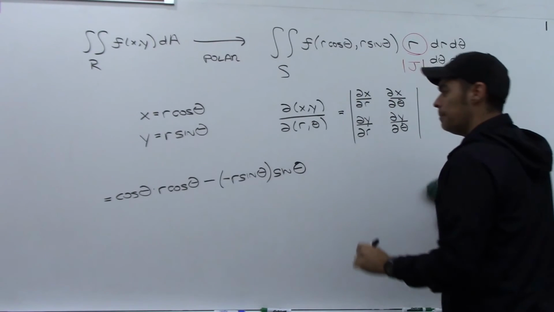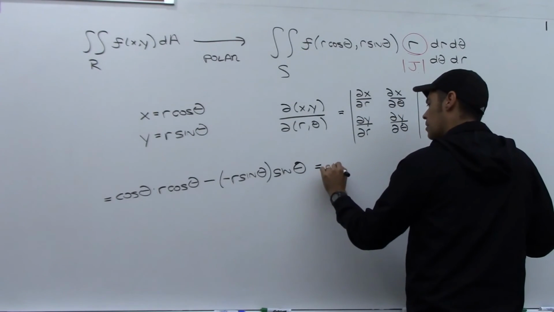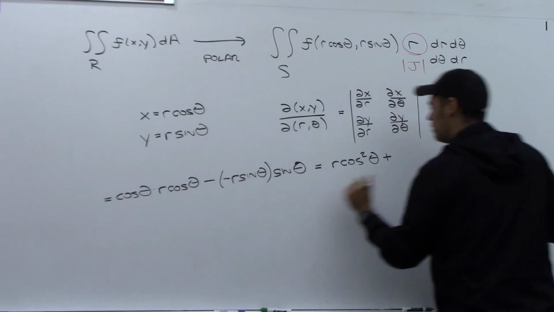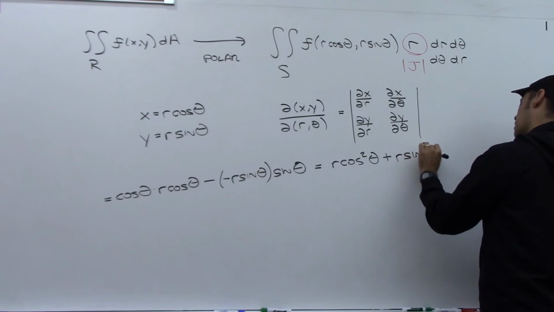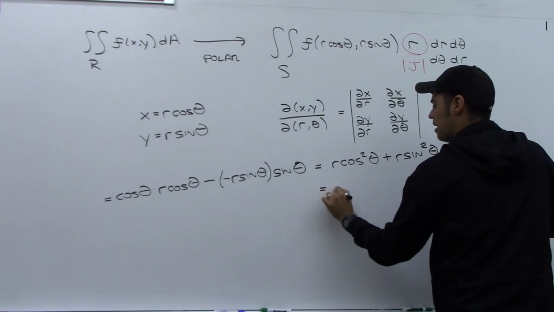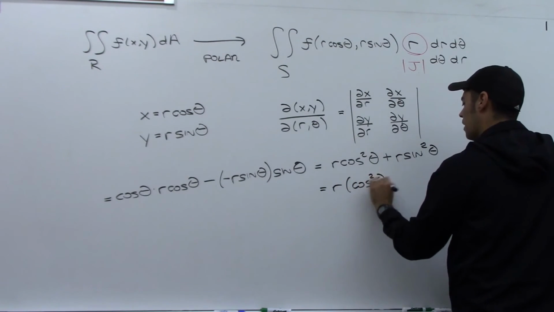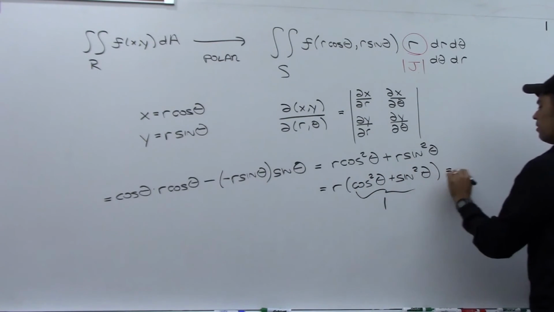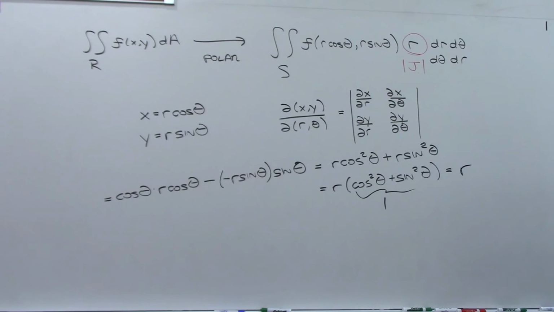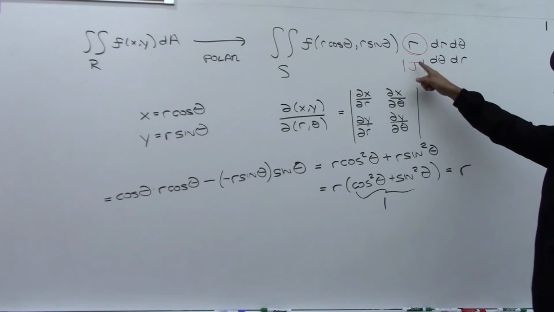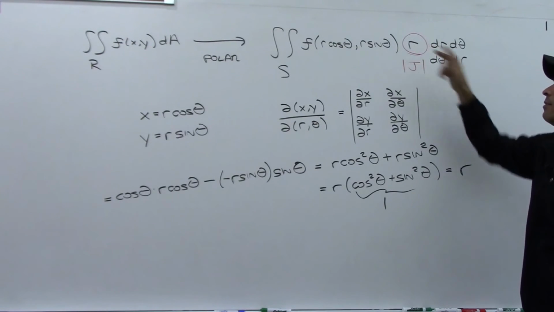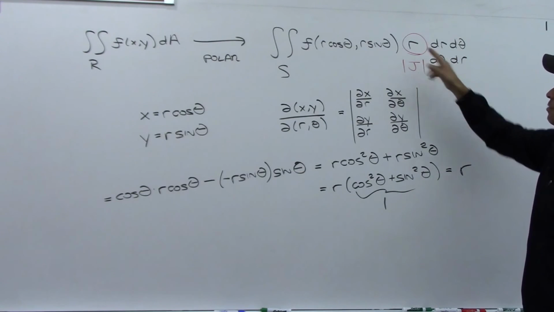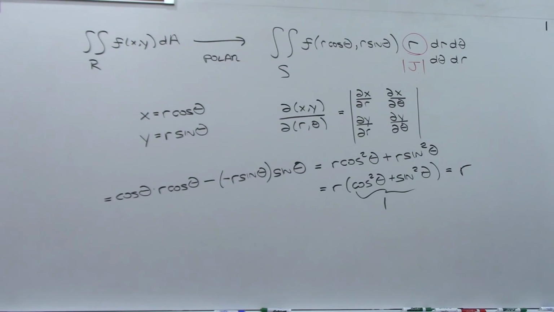And when I clean that up, I get r cosine squared theta plus, because I have two negatives, r sine squared theta. And if I factor out an r, I get cosine squared theta plus sine squared theta, which is 1, and so r times 1 is r. So your Jacobian, you take the absolute value of that, you just get r. Well, absolute value of r is just r because r was the radius, and the radius we're going to assume is positive. So that's where the r comes from in polar conversion, which is pretty cool.